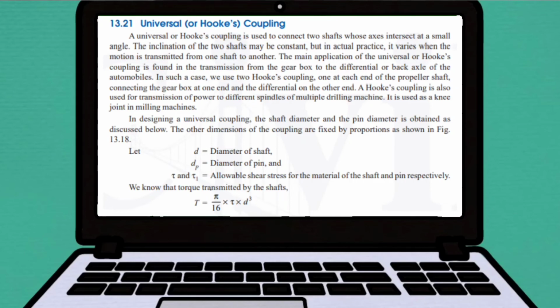Moreover, in designing a universal coupling, the shaft diameter and the pin diameter are obtained as follows. Let D be the diameter of the shaft, D sub P the diameter of the pin, and tau and tau 1 the allowable shear stress for the material of the shaft and pin respectively.